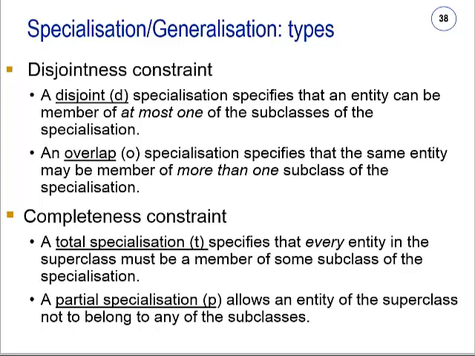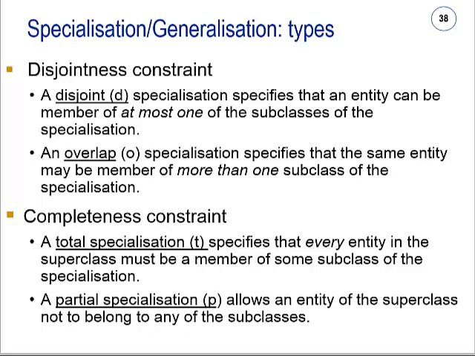Alternatively, as we will see later on, you can also have specialization-generalization relationships whereby you have overlap. Overlap means that the entity can be member of more than one subclass at the same time. We will see some examples later in the session.